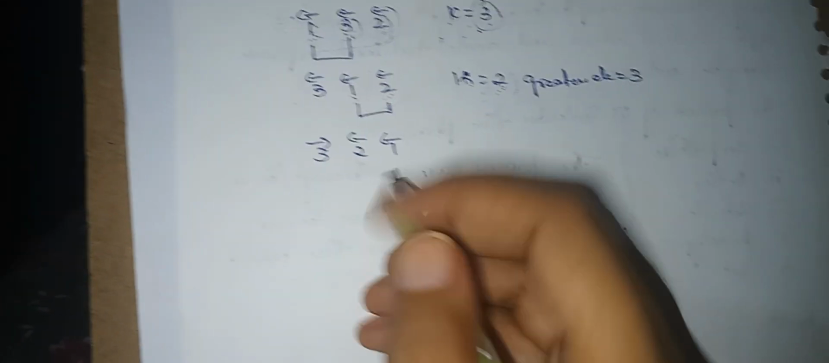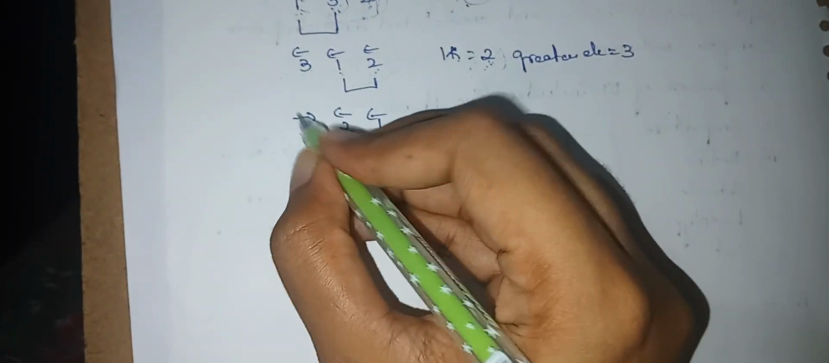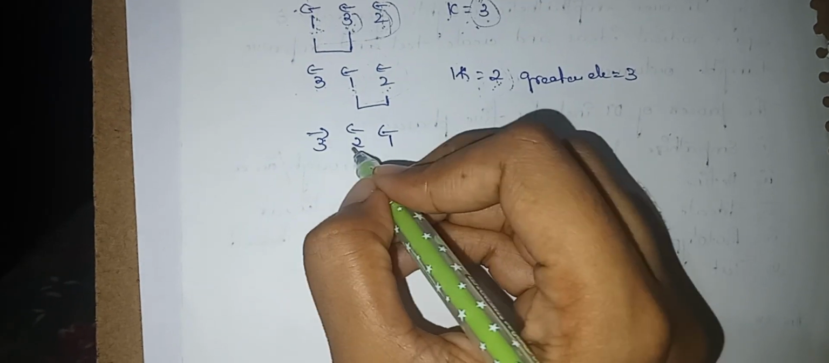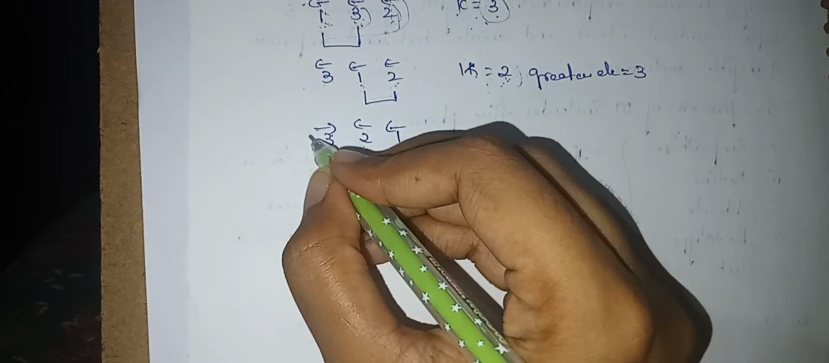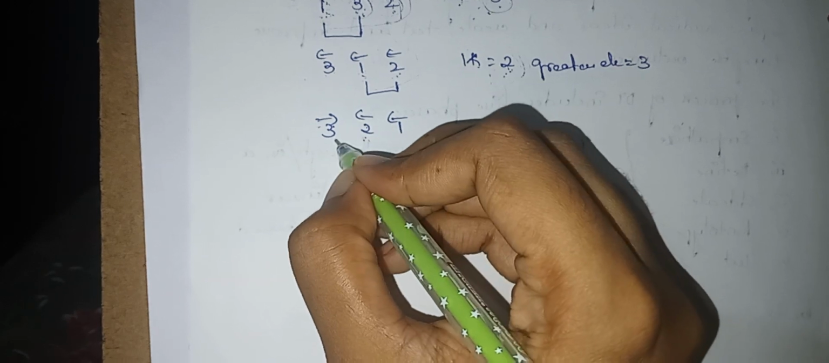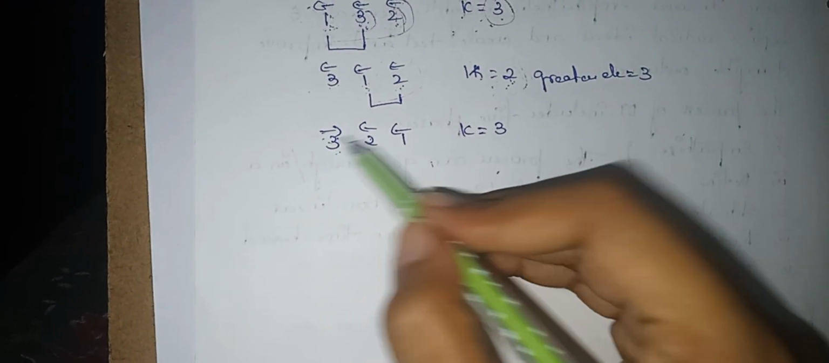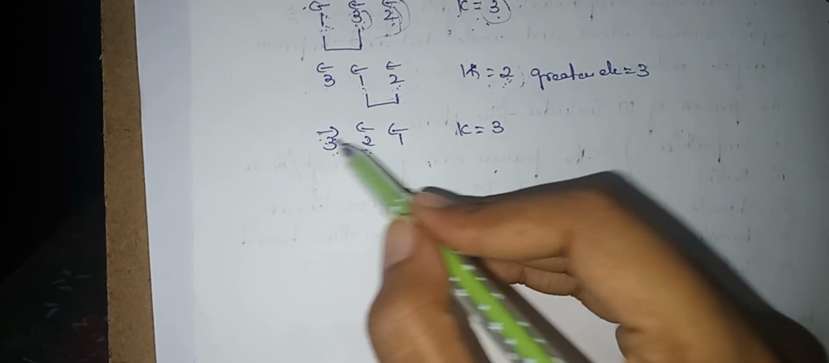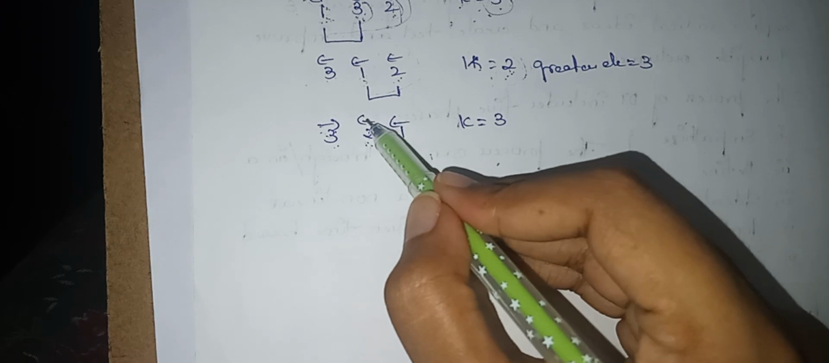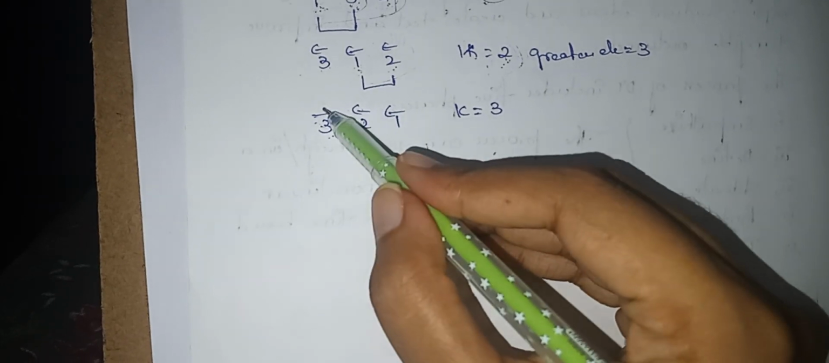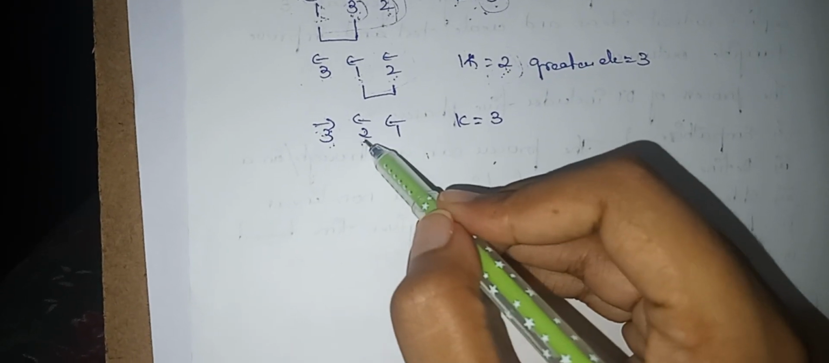So now check in its direction. For 3, its direction is towards the right. For 3 there is an adjacent element 2 in its pointing direction. 2 is smaller than 3. Therefore I can write the mobile element as k equals 3 because 3 is greater than 2. Now, moving on to the next element 2. In its pointing direction, there is an adjacent element 3 which is greater than 2.